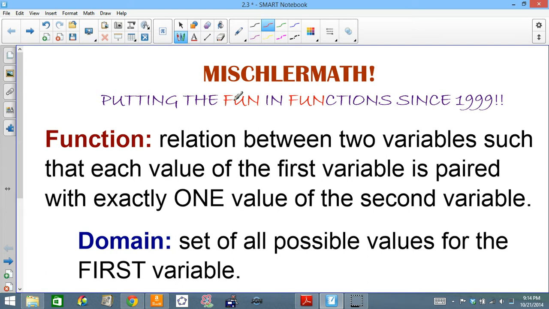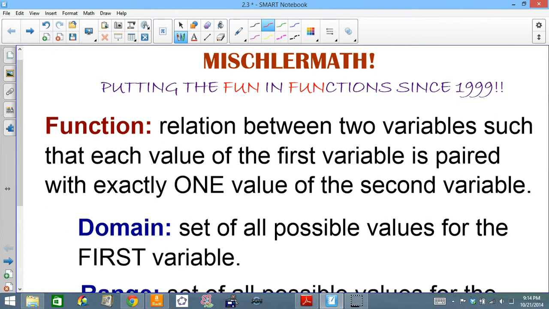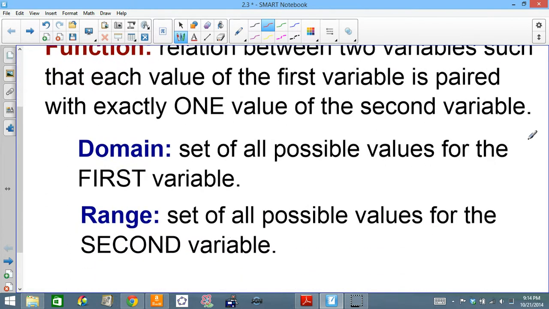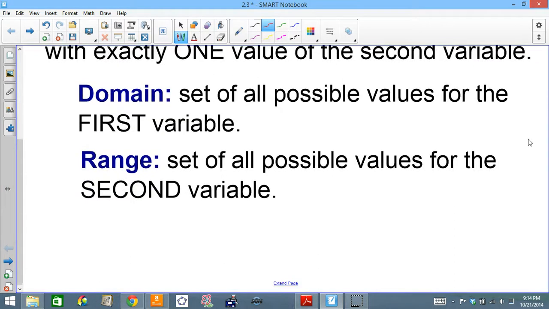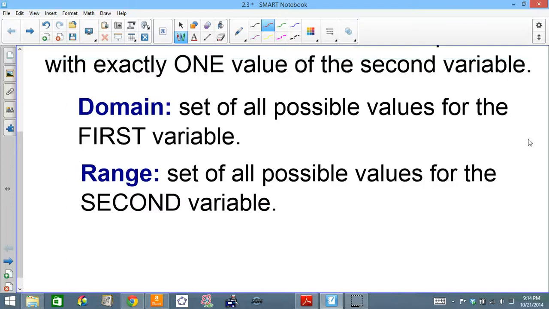A function is a relation between two variables such that each value of the first variable is paired with exactly one value of the second variable. The domain is the set of all possible values for the first variable. The range is the set of all possible values for the second variable.